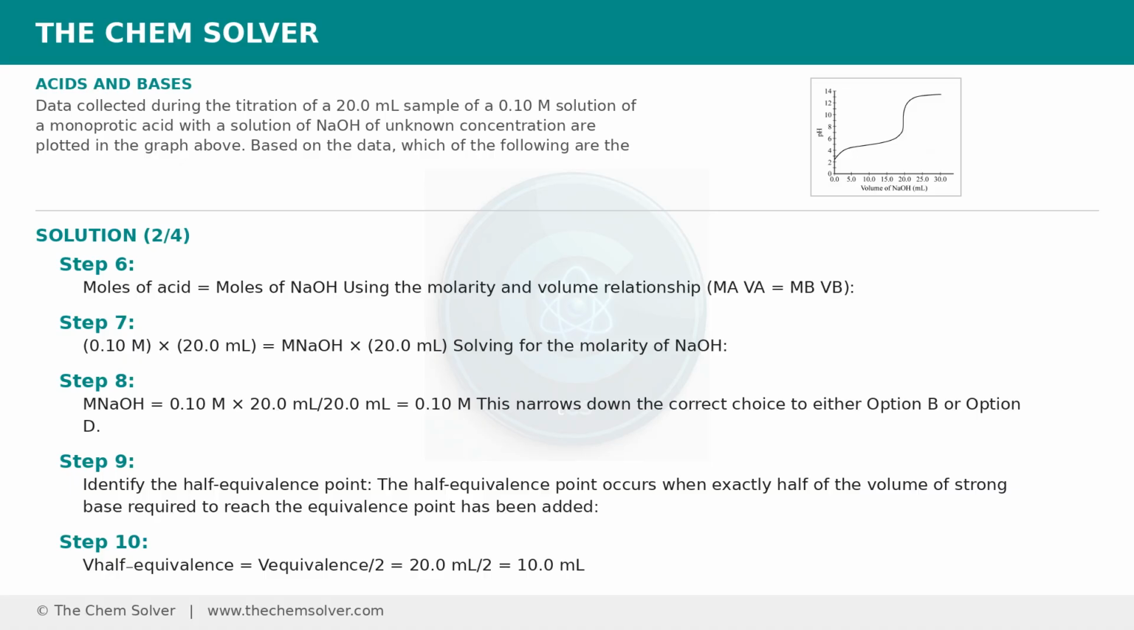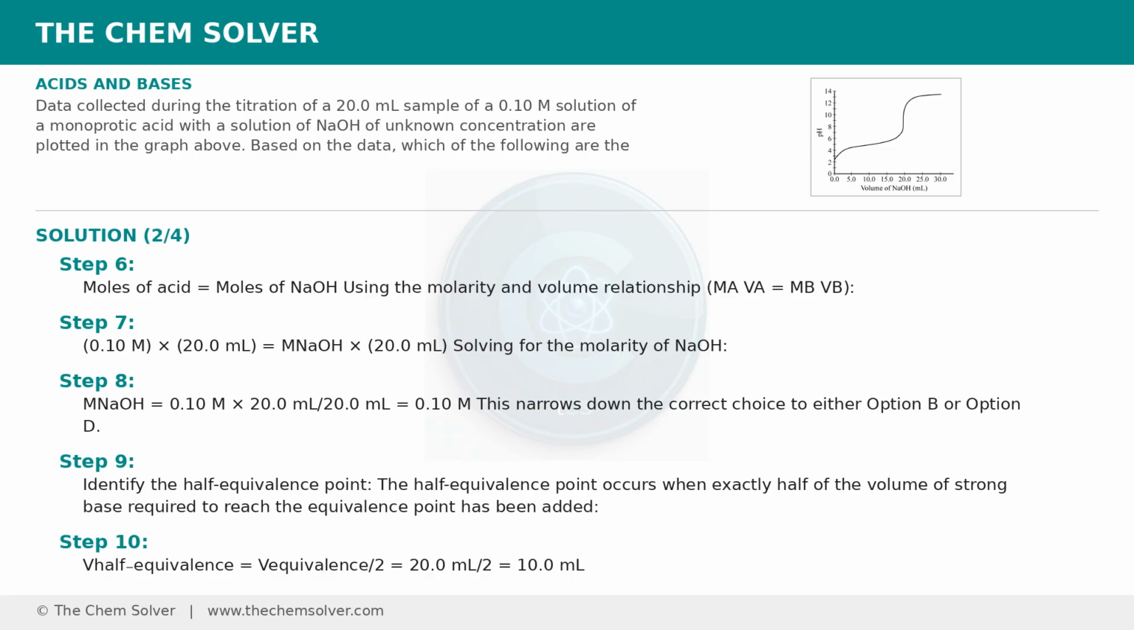MAVA equals MBVB: 0.10 molar times 20.0 milliliters equals M NaOH times 20.0 milliliters. Solving for the molarity of NaOH, M NaOH equals 0.10 molar times 20.0 milliliters over 20.0 milliliters, which equals 0.10 molar. This narrows down the correct choice to either option B or option D.